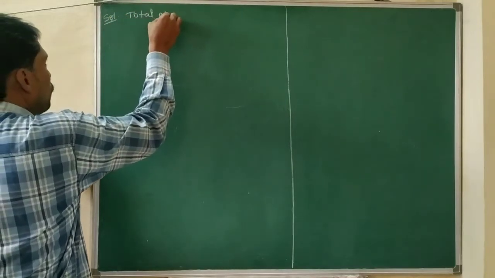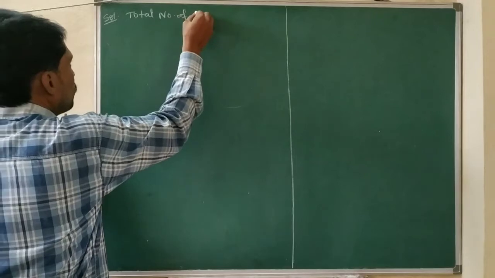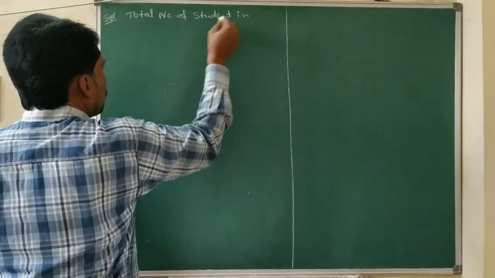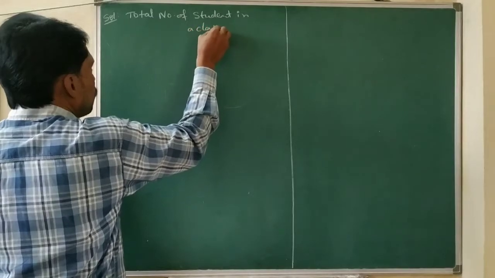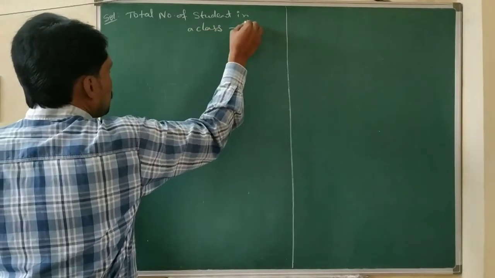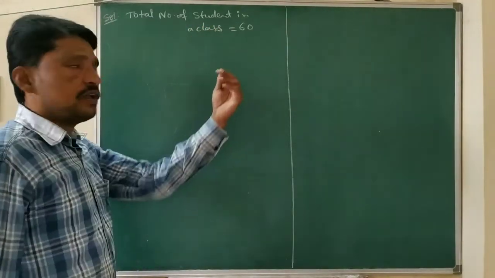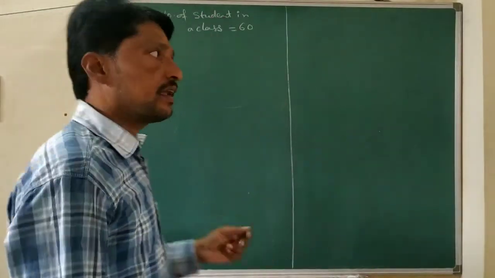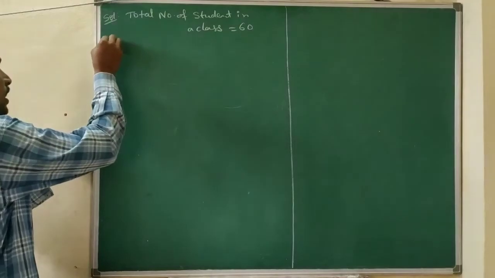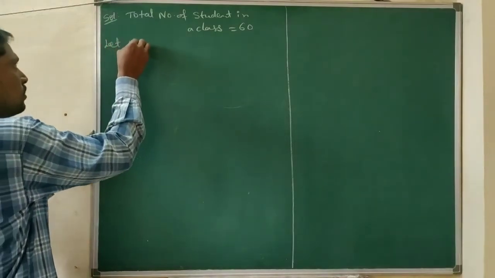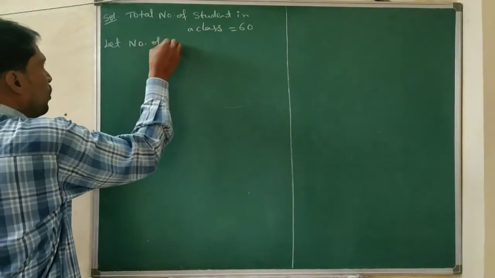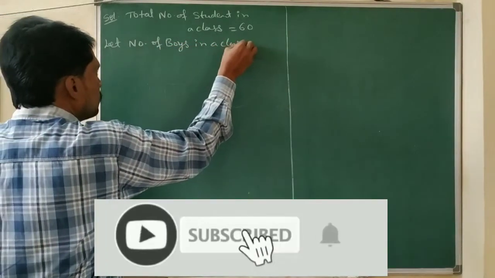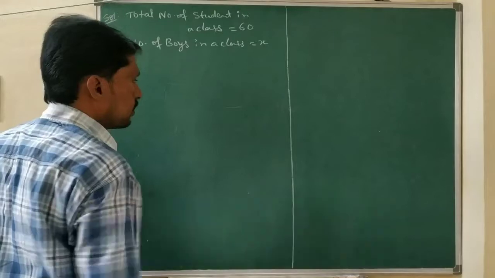Total number of students in a class is 60. Here we don't know how many girls and how many boys there are. So let the number of boys in a class be x.